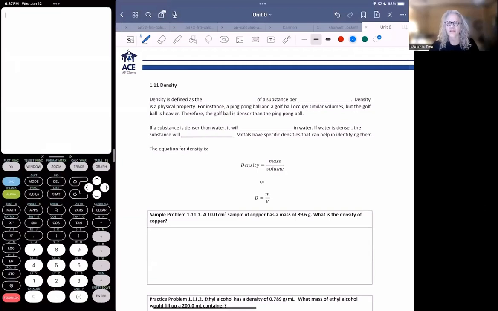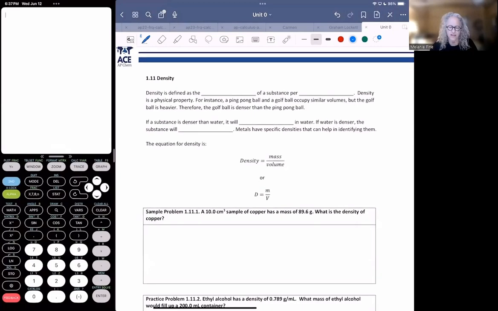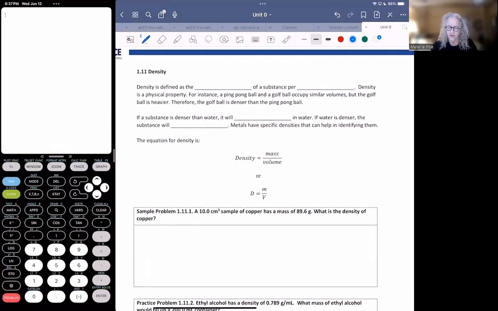Welcome back. This is the last lesson in our pre-AP chemistry math homework. So the last lesson we're going to do is on density. Density is defined as the mass of a substance per volume.